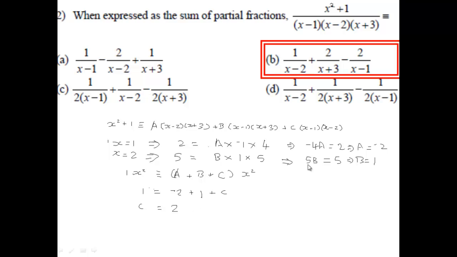So we can see there that we've got a 1, a 2 and a minus 2. So the only one with a 1, a 2 and a minus 2 is this one here.